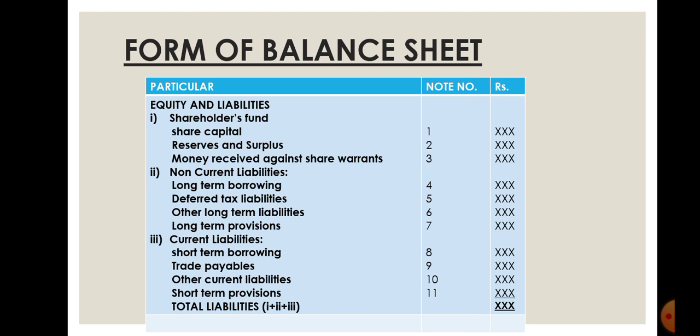Now what are current liabilities? Current liabilities means obligations of a company that need to be paid within 1 year. Every company has some obligations. For current liabilities, that obligation should be paid or repaid within 1 year. Current liabilities are short-term borrowings, trade payables, other current liabilities and short-term provisions. Under equity and liabilities, shareholders' funds, non-current liabilities and current liabilities collectively are called total liabilities. Here I have given note numbers, no need to memorize them. It depends upon the sums given in your problems.